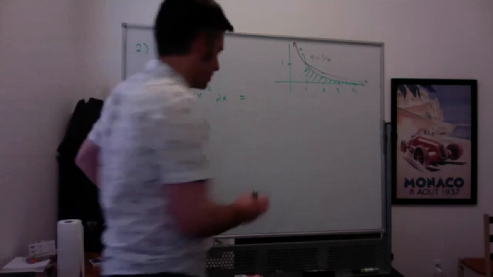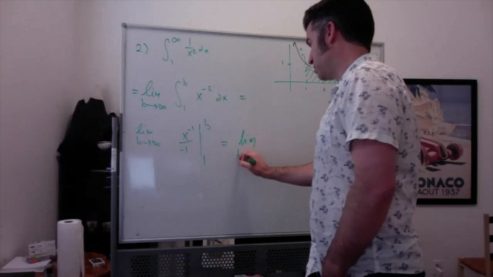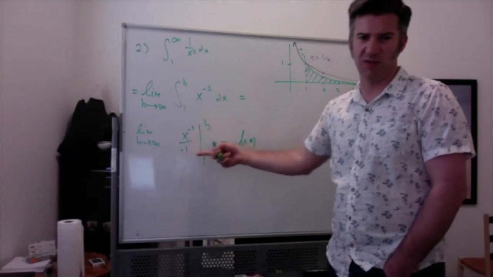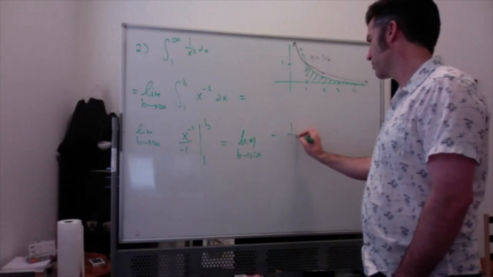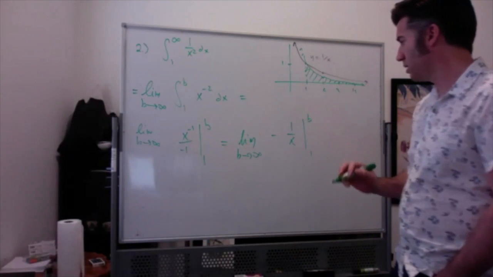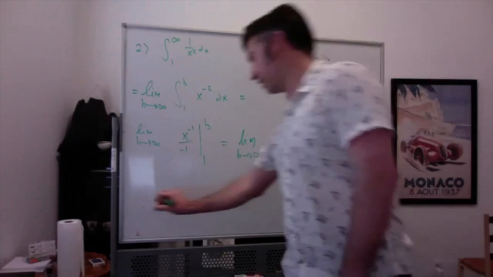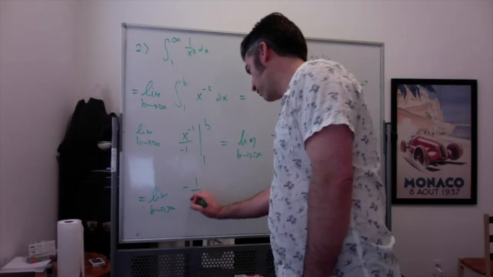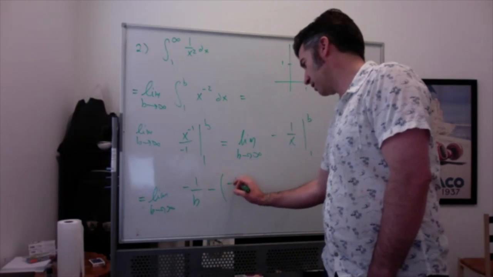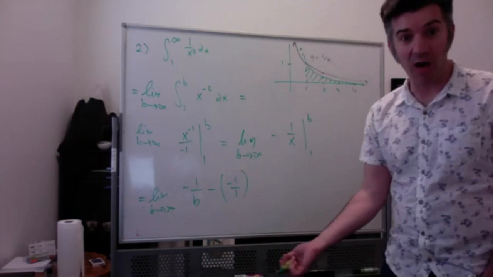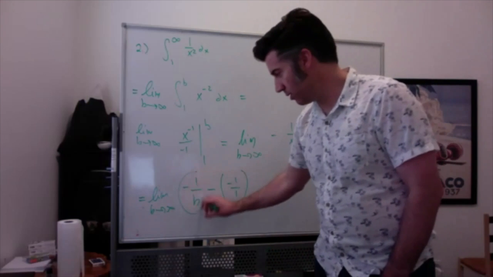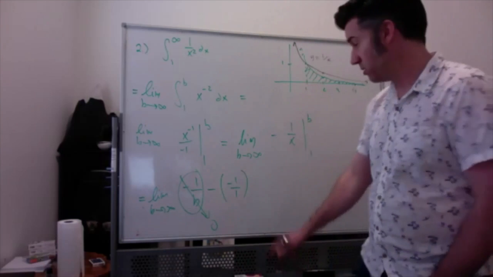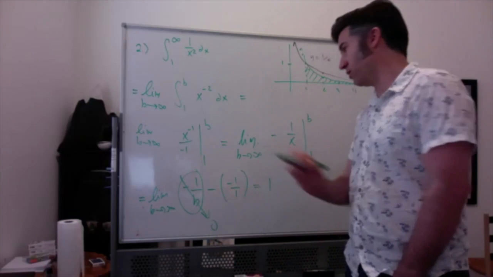I am going to rewrite this. I'm going to write this as the limit b goes to infinity. I'm going to rewrite this as 1 over negative 1 times x, or negative 1 over x from 1 to b. Now I'm going to plug in my top and plug in my bottom. So let's see what I get. I get a limit as b goes to infinity of negative 1 over b minus negative 1 over 1. And now, as b goes to infinity, this part's going to go away, right? 1 divided by infinity is super small. Minus 1 is going to equal positive 1.